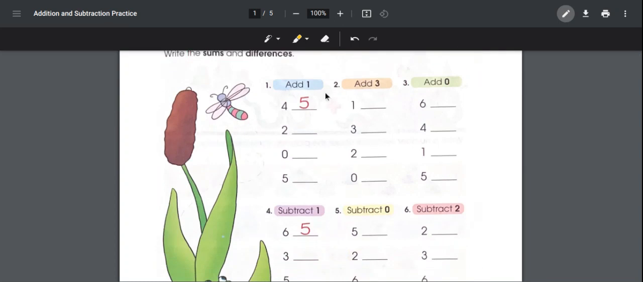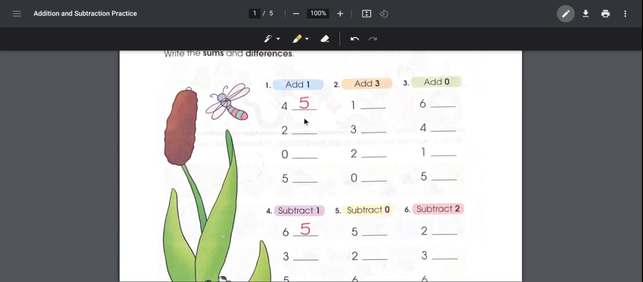So on the top, it will tell you how much you add or subtract. So like for number 1, you have to add 1. For number 2, you have to add 3. For number 4, you have to subtract 1. And for number 5, you have to subtract 0. So that's what you need to do. So like for example, for 4, you add 1, so you get 5.